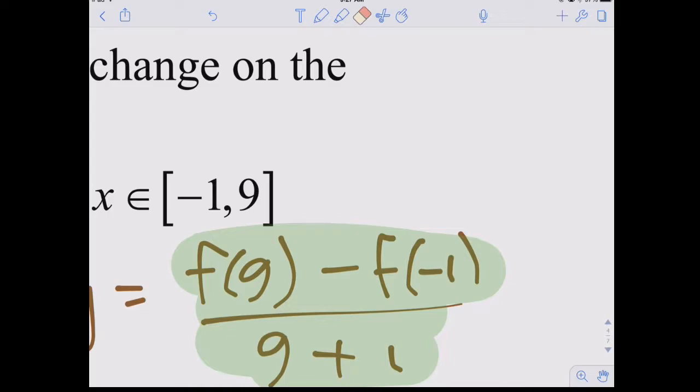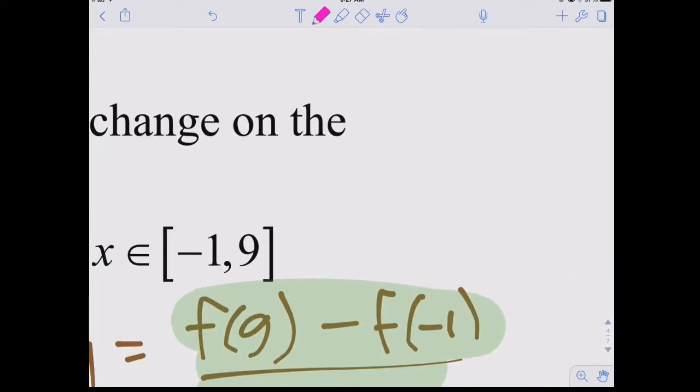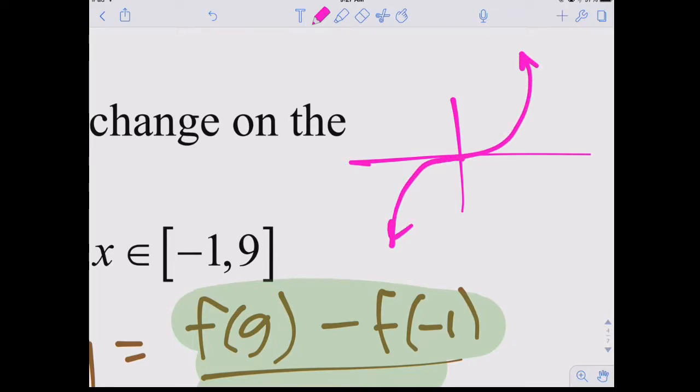You got a question? Good question. Just like an x cubed? There would be no local max or local mins. Right? There is no local max.